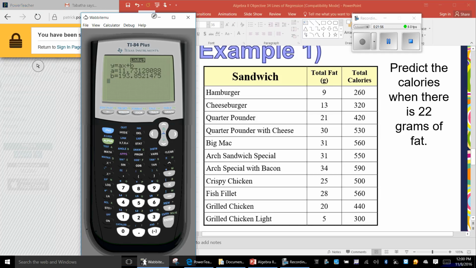I could plug into A and B. So the equation could be y equals 11.7x plus 193.9. Okay, so we're supposed to be seeing some R's. And this is why we hadn't turned on our diagnostics.